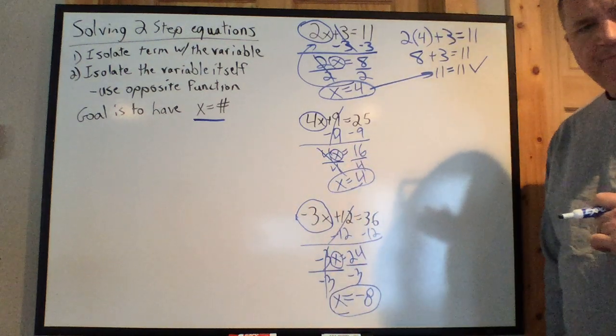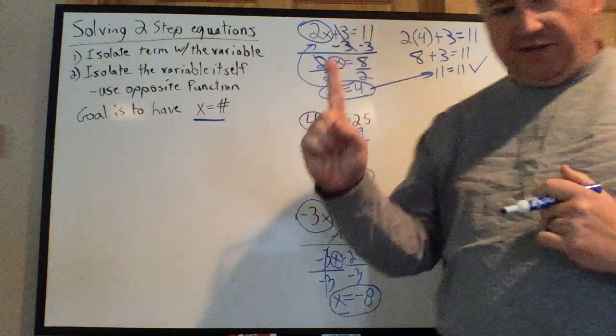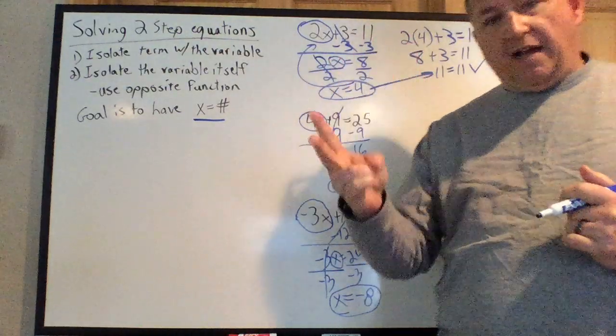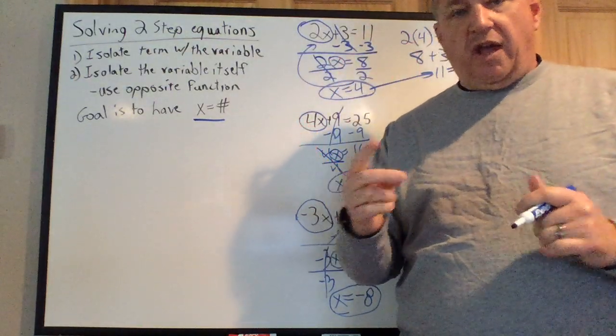Very good. Remember, isolate the term with the variable. Isolate the variable by itself. Okay, using our opposite function, same number.